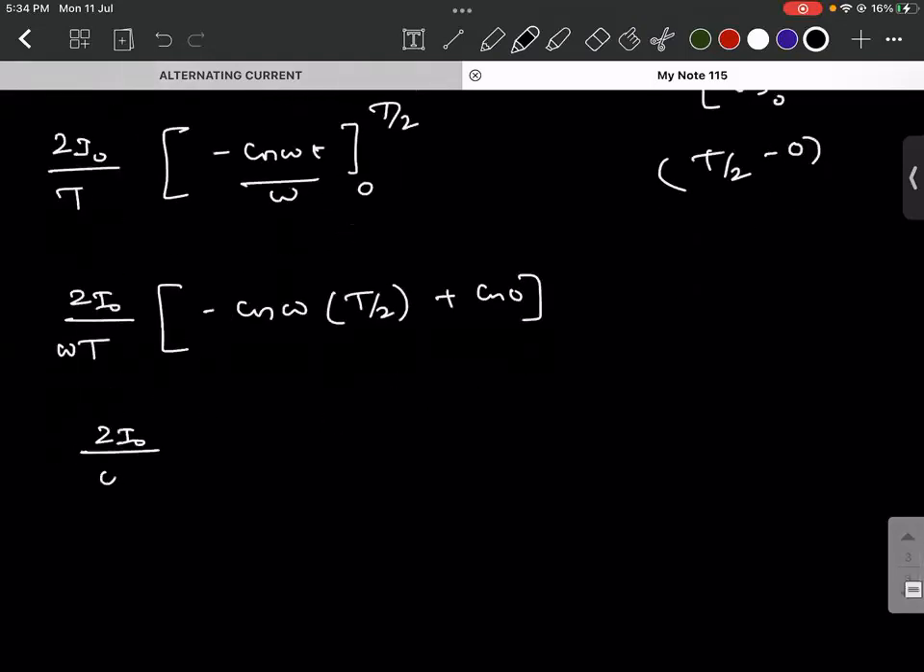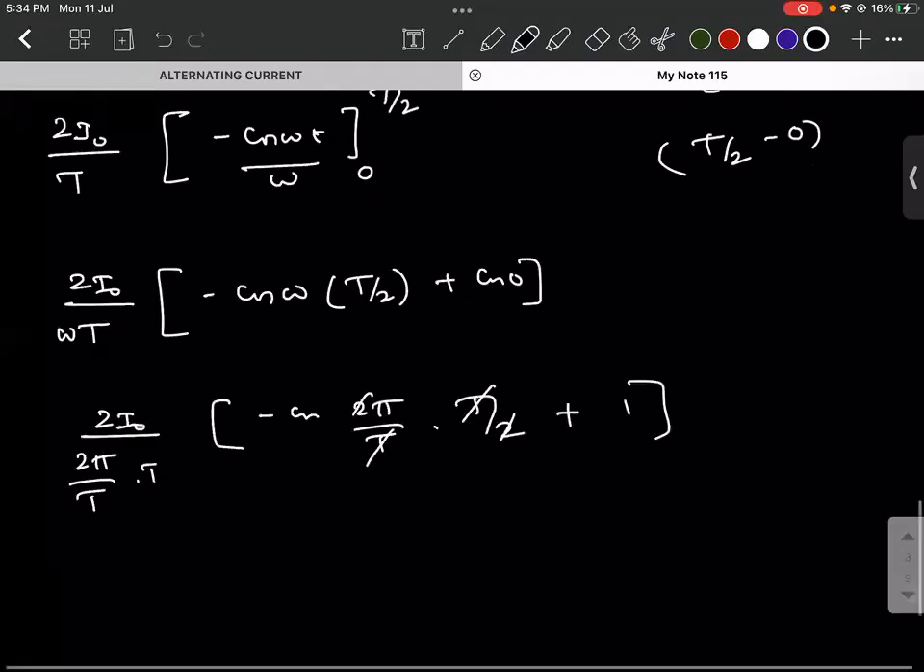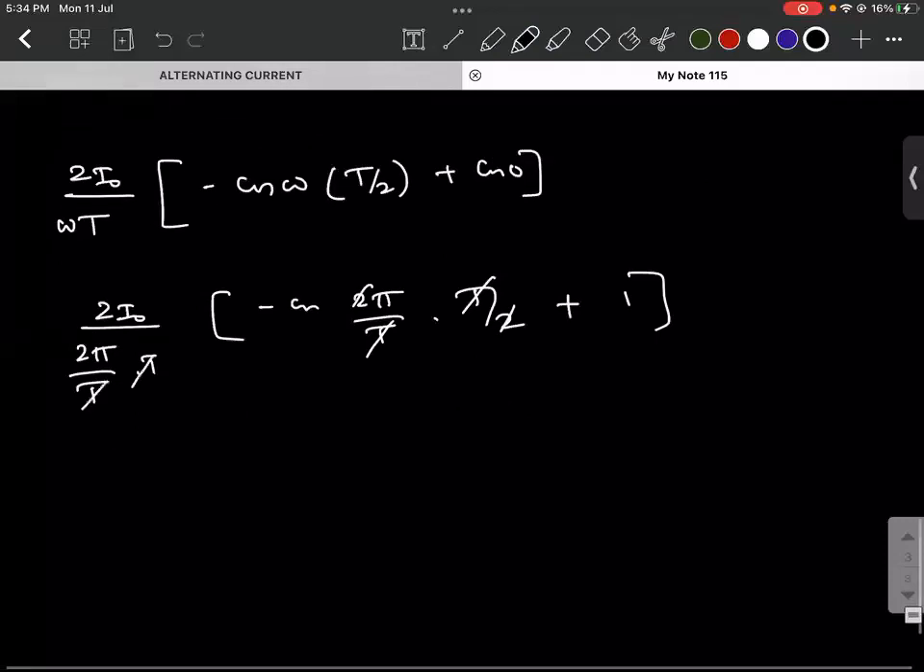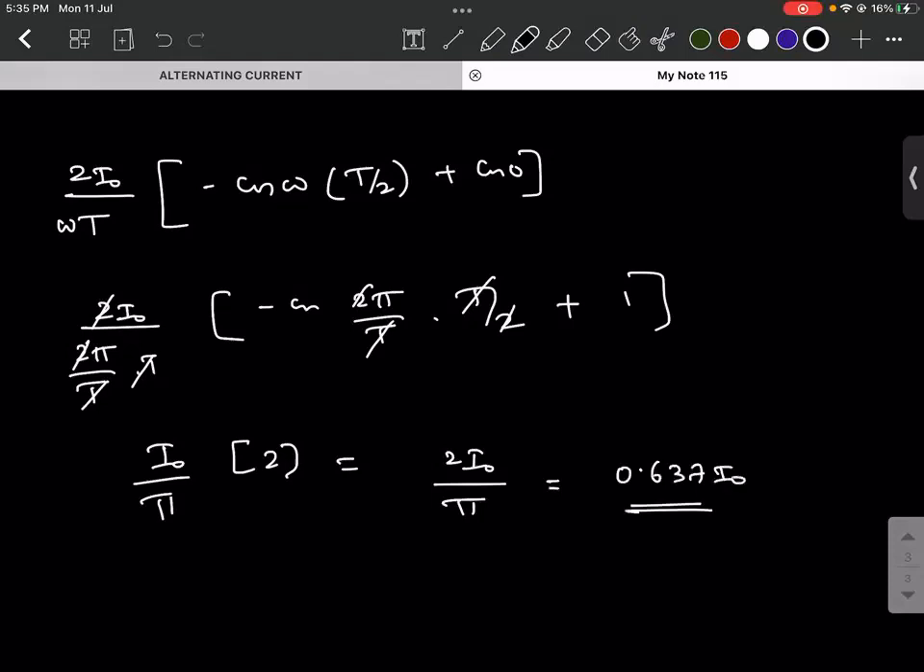So 2 I naught divided by omega, I can write it as 2 pi by T, into minus cos of 2 pi by T into T by 2, plus cos 0 is 1. This and this will get cancelled, T and T are gone, 2 and 2 are also gone. So I naught divided by pi multiplied with 2. So we will get 2 I naught divided by pi. And if you find the value of 2 by pi, it comes out to be 0.637 times I naught.